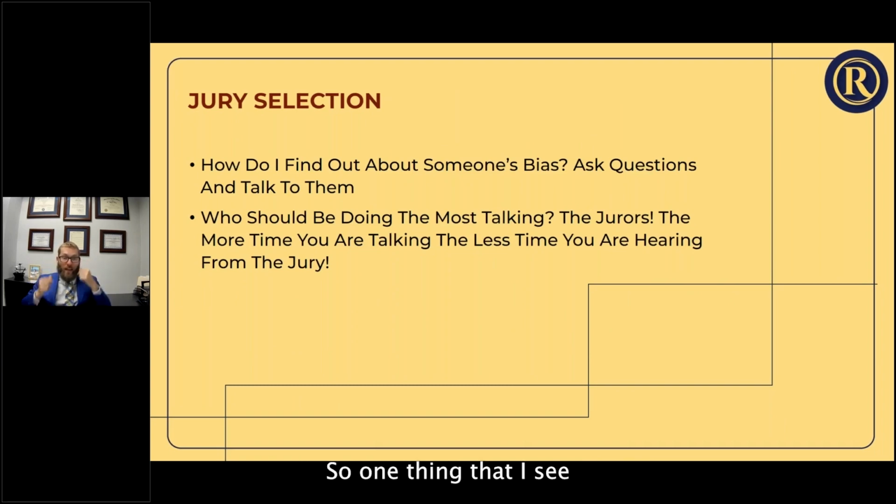So one thing that I see happen a lot with people doing their first voir dire is that they run through their own script and they just keep talking and they just ask, do you agree or do you disagree? And they're doing all the talking. If you're doing all the talking, you're not doing a proper voir dire. The jurors should be doing the talking. The more time you're talking, the less they're talking, and you're not learning about them.